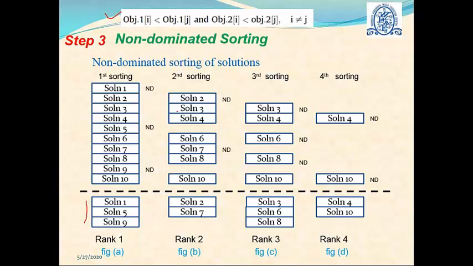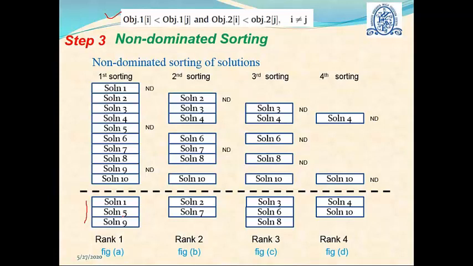What we do next is that the process is continued till all the solutions get non-dominated status. The remaining solutions will go for the second sorting. Again, the procedure is repeated. Here also, every solution will be checked for its dominance, and again some solutions may get non-dominated status. For example, here solution number 2 and solution number 7 got non-dominated status in the second sorting, so they will be rank 2 solutions. The remaining solutions will again go for the third sorting, and likewise.